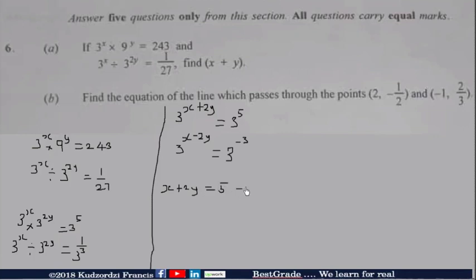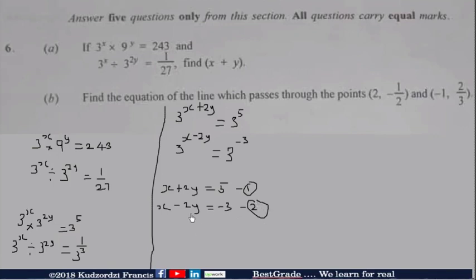Now I'll call this equation 1. Then we have x minus 2y is equal to negative 3. I'll call this equation 2.